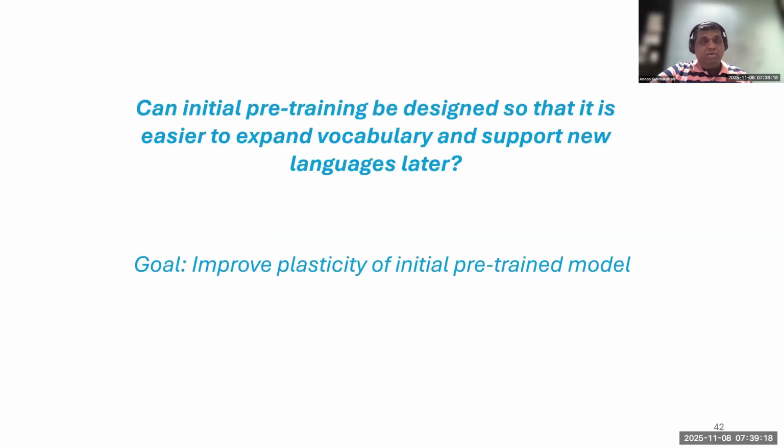Okay. Now, this is what you could do for vocabulary adaptation. But another question you can ask is, when you do the initial pre-training for English, suppose English is the only language being trained for, or maybe a few languages, can we do something in the initial pre-training so that at some later point, if we decide to expand the vocabulary and add new languages, that process is simpler? The goal being, can you improve the plasticity of the new model to adapt to new embeddings, new parameters, and new languages?